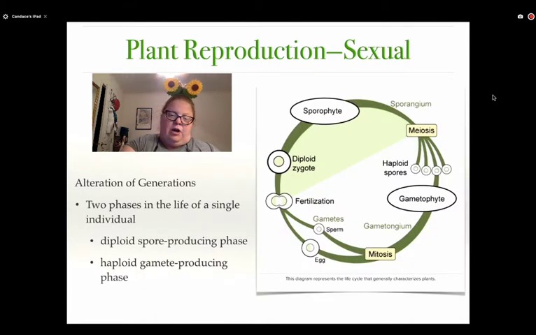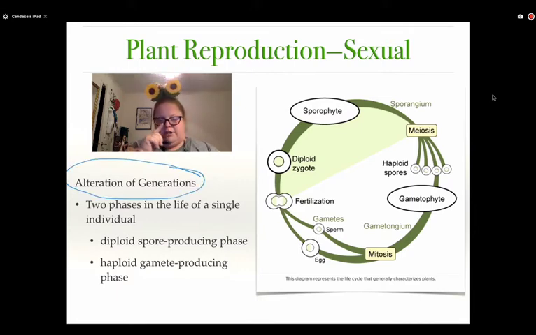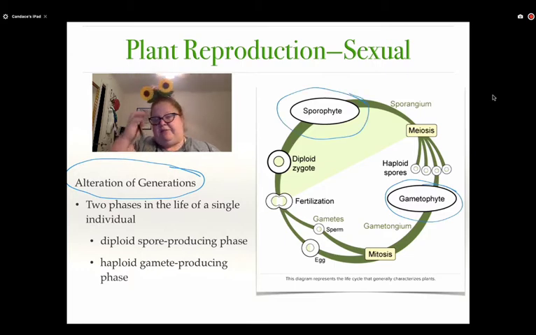All right, so again, we're going to start with sexual reproduction and spend most of our time on that. Now, in general, for all plants, we have what's called alternation of generations. So all plants have this two-phase life cycle where they have a phase that produces gametes, and that's called the gametophyte phase. And then the sporophyte, which is the spore-producing phase.